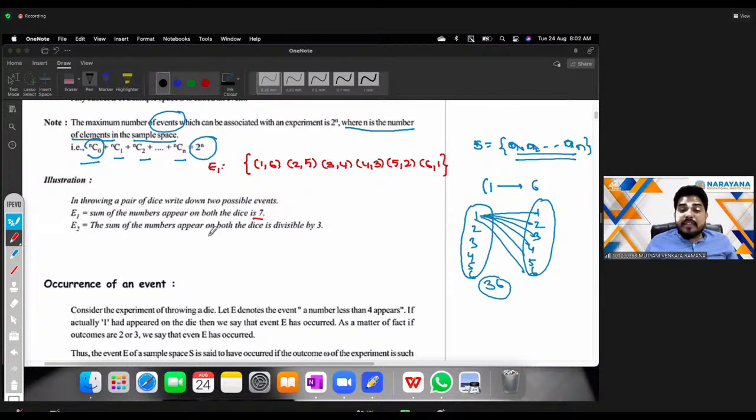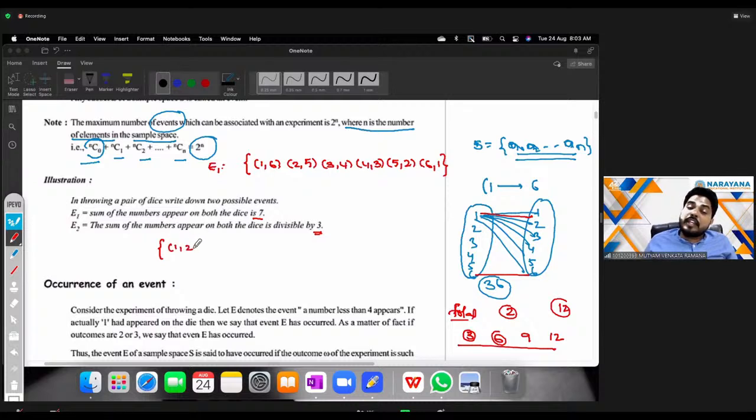Sum of the numbers that appear on both dice is divisible by 3. So minimum what happened? If you are taking the totals, actually the minimum is 2, the maximum is 12. Yes or no? 1 plus 1 is minimum, 6 plus 6 is the maximum, 12. So sum should be divisible by 3: 3 or 6 or 9 or 12. These are the only possible.